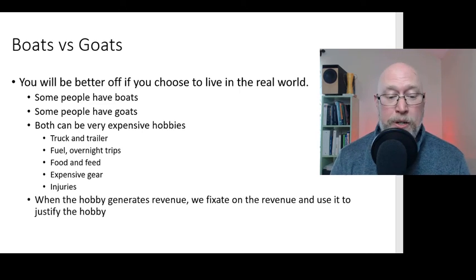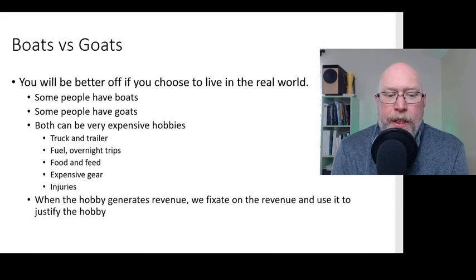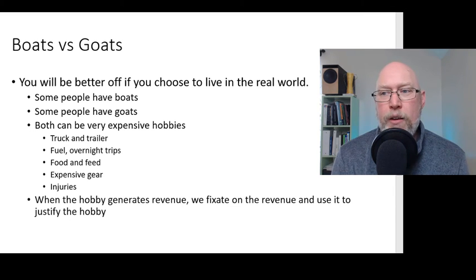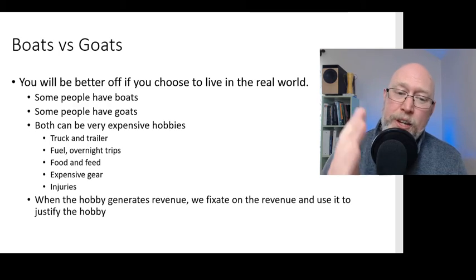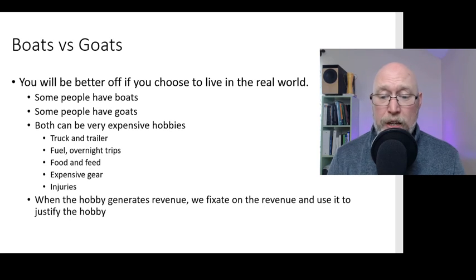And what tends to happen is that when a hobby generates revenue, we fixate on the revenue and we use the revenue to justify an expensive hobby. And that's okay if you want to do that, but I would prefer that you live in the real world and you realize when you're doing it and you are able to step back and say, you know what? This is a hobby. I love doing it. It's okay that it doesn't make enough money to pay for itself. It's not the end of the world.